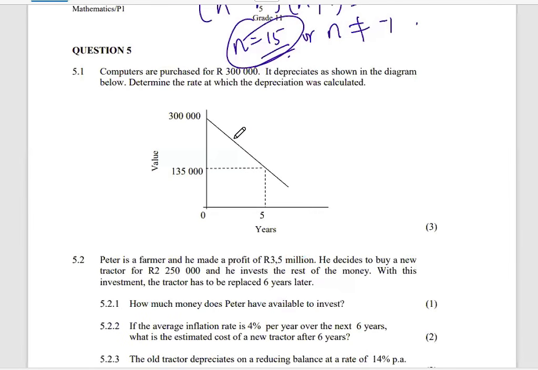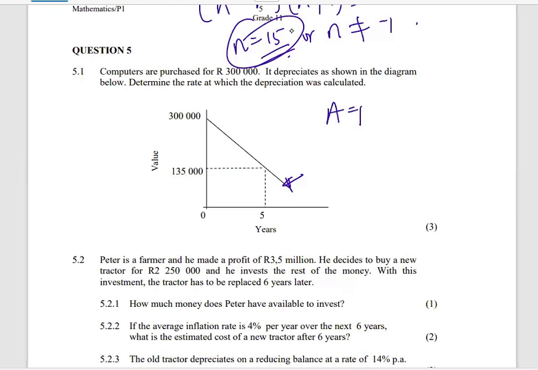Okay, question number 5, which is the financial maths. Computers are purchased for 300,000, depreciates as shown the diagram below. Determine the rate at which the depreciation took place. Now the question is not specific whether it is straight line depreciation or reducing balance. But I will assume that given the nature of the graph, okay, it is a straight line. So it's going to be a straight line depreciation.